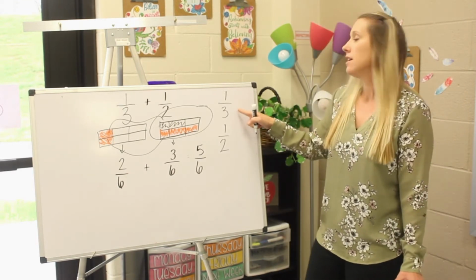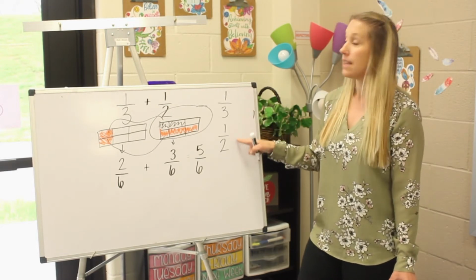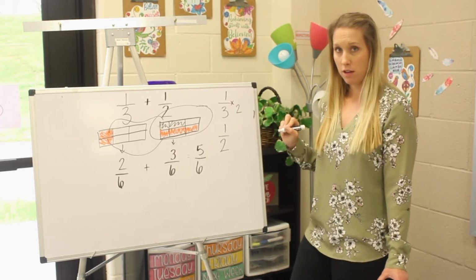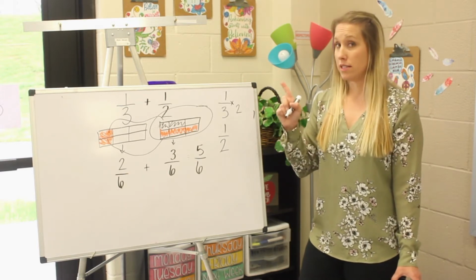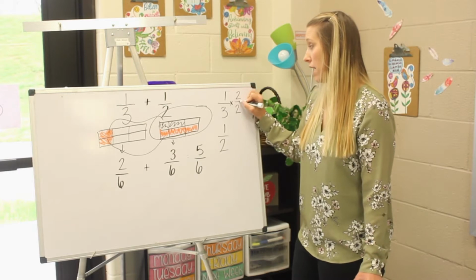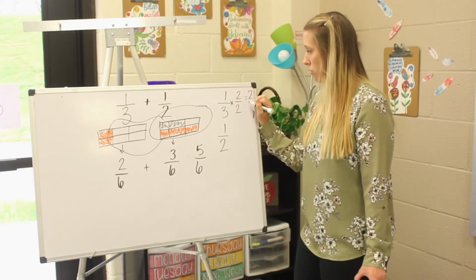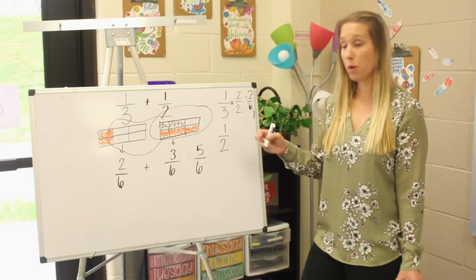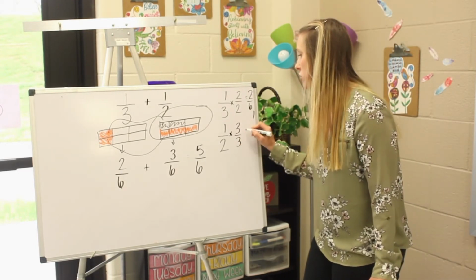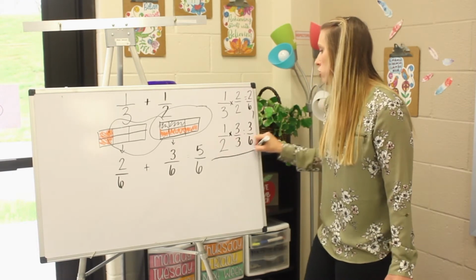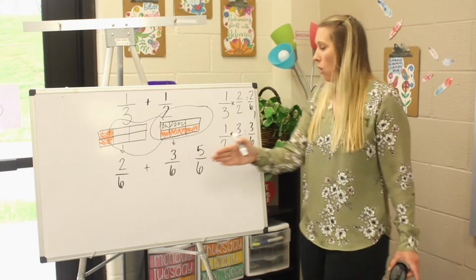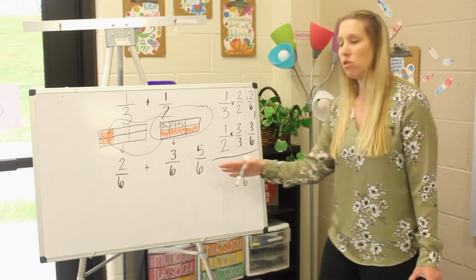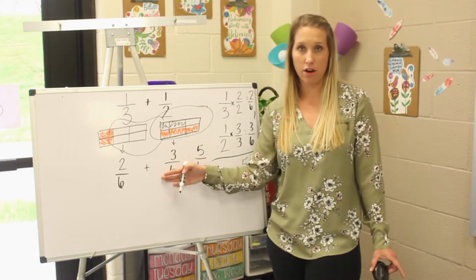I noticed that 3 can be multiplied to get 6. I noticed that 2 can be multiplied to get 6. And so if I multiply 3 by 2, I get 6. But remember, to keep it equivalent, I have to also multiply the top. So an equivalent fraction is 2/6. Same thing here. What can I multiply by 2 to make it 6? 3. 3, which gives me 3/6. So whether I use the model or I use multiplication, I can create an equivalent fraction so that I can get a like denominator to add those.